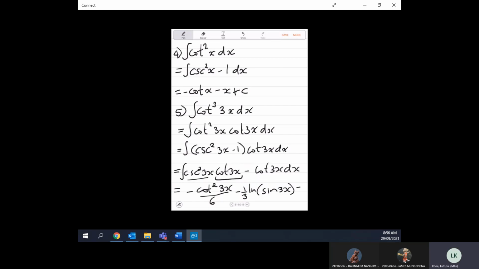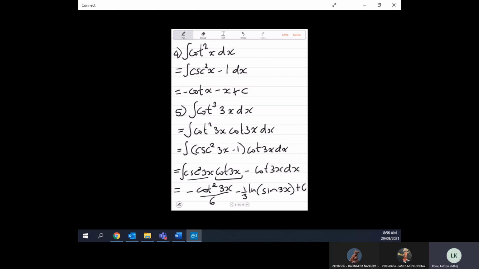And then add your constant of integration like that. And then you are done. So this one with tan and cot, they seem fairly simple. There isn't very much to do there.